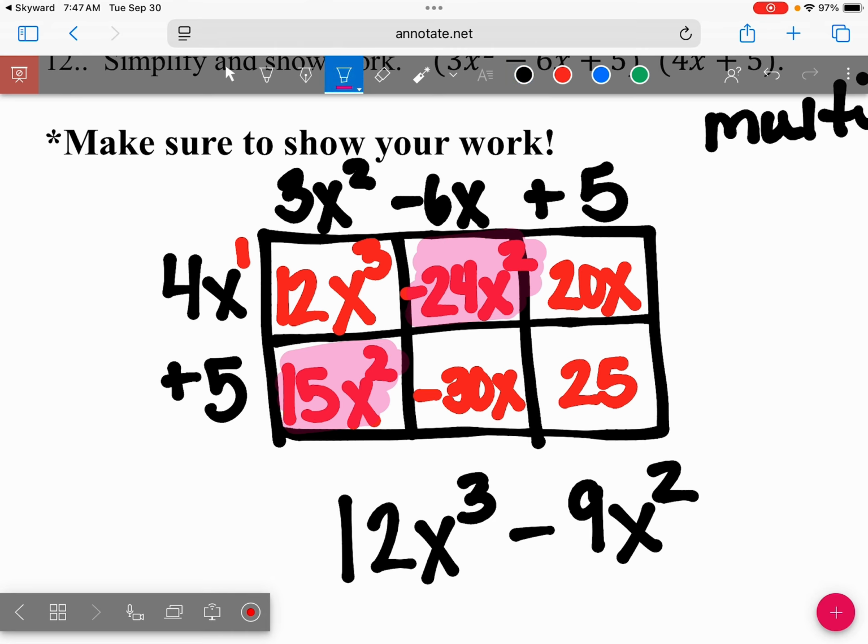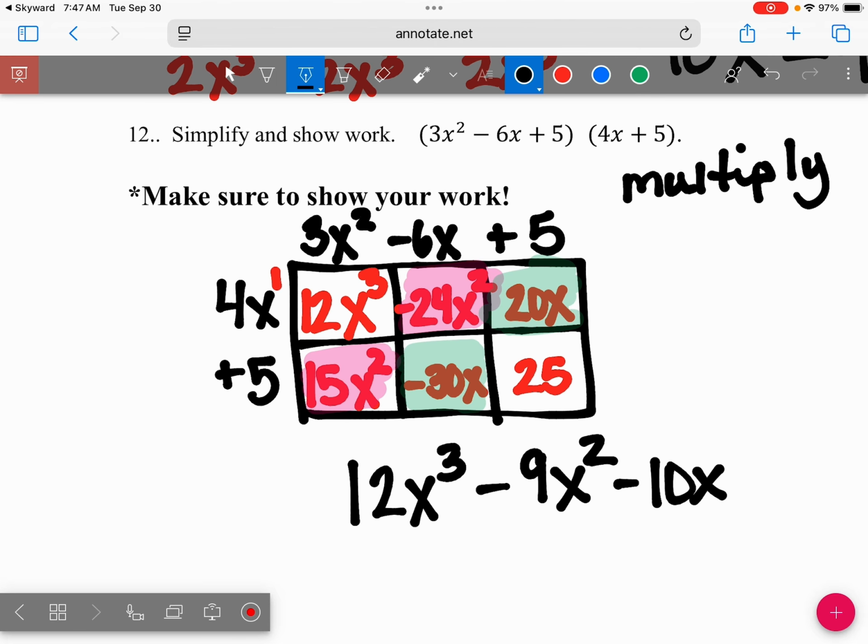And then you're going to do the same thing with these two squares. We're going to add them together. That's a negative 30 plus 20. Go ahead and add that. Negative 30 plus 20. I borrowed $30. I paid you back 20. And what's that? Negative what? So we got negative 10x and then plus 25.